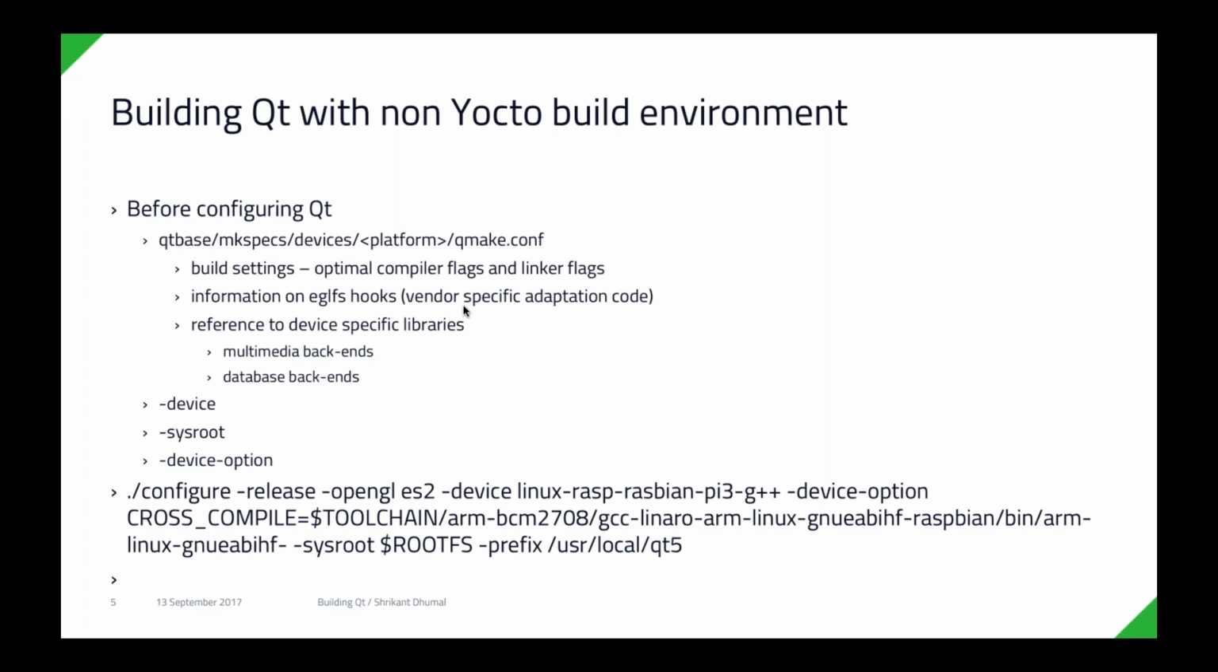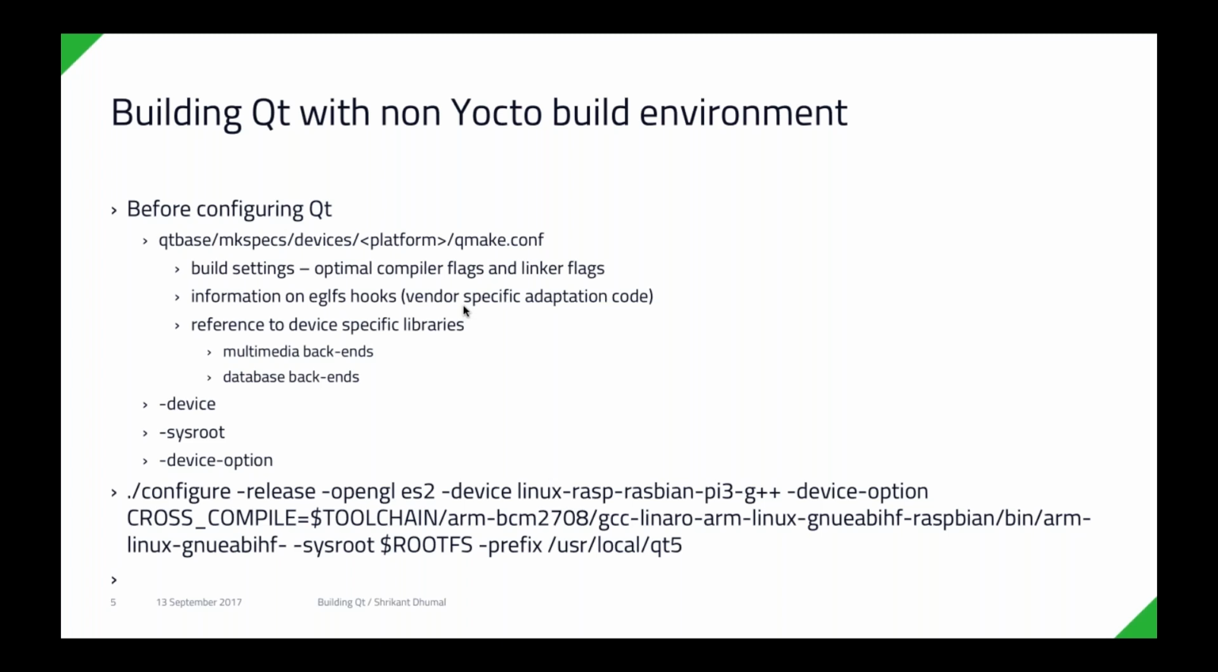This qmake.conf file typically contains the build settings that you will be using. And if you remember from my earlier slide, when you put together the cross-compiler toolchain for your device, you had identified the optimal compiler flags and linker flags and the location of the third-party libraries that Qt requires. So all this information has to be put together in a qmake.conf file. Then I would talk about the EGLFS hooks a bit later when I touch upon the graphic backends available to us.